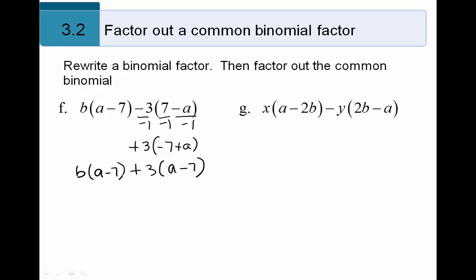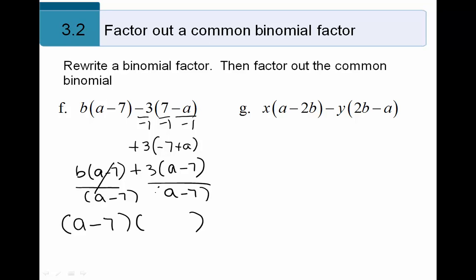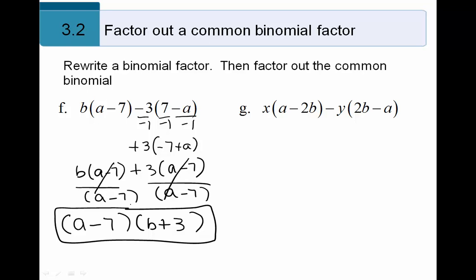Okay, so now we're in good shape. We have b times a minus 7 and 3 times a minus 7. So now I'll factor out my common factor a minus 7. So now to find my missing factor, I will divide this by a minus 7 and this by a minus 7, and you can see I am left with b plus 3. So a minus 7 times b plus 3, or b plus 3 times a minus 7. Right? We have one more of these.